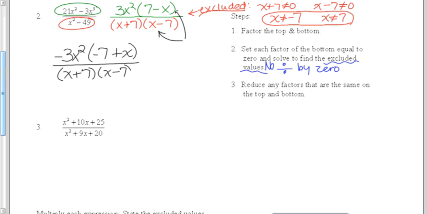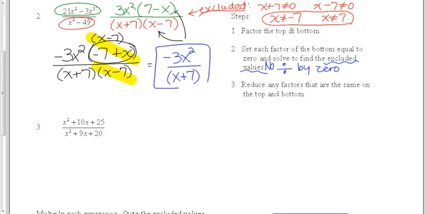The reason I might like to factor it like that is because negative 7 plus x is the same thing as x minus 7. That's showing us that we can do some reducing. And I could take this factor and reduce them out, and what I'd have left in the end is the negative 3x squared on the top and the x plus 7 on the bottom. I have a tendency to leave that in parentheses. You wouldn't have to, and if it were multiple choice, it might not be left that way.